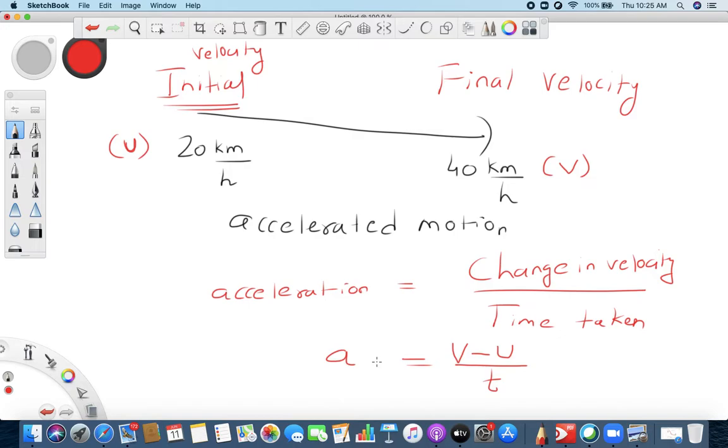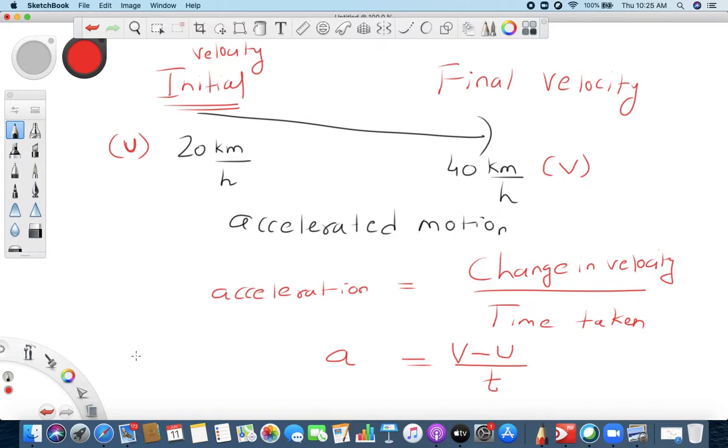Acceleration is change in velocity upon time taken. I hope you are getting what I am trying to say. So A is equal to V minus U upon T, that is the formula we learn. Acceleration is equal to V minus U upon T. Perfect.